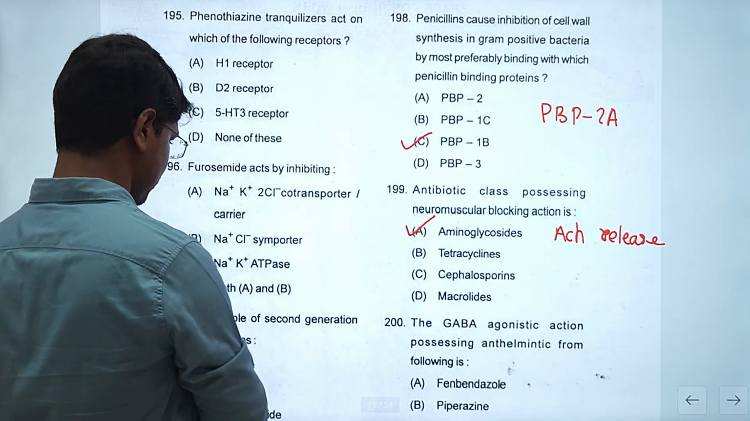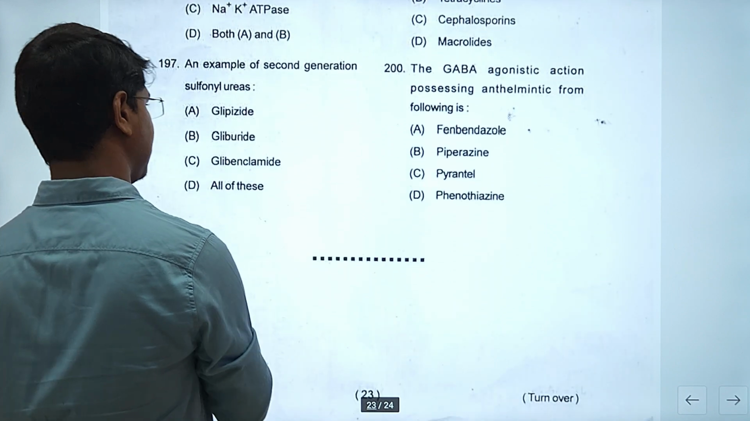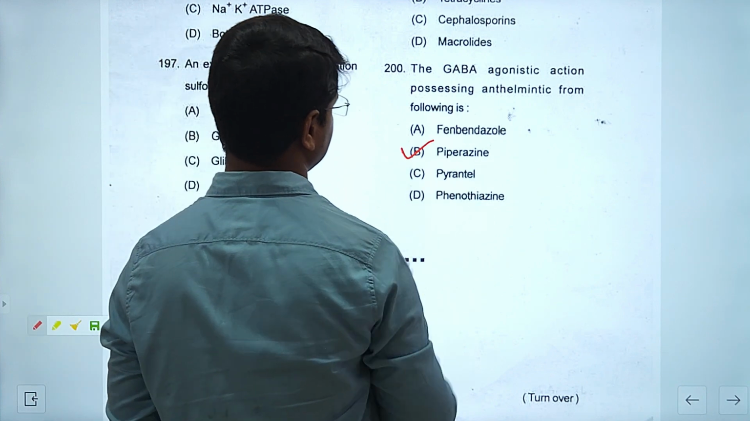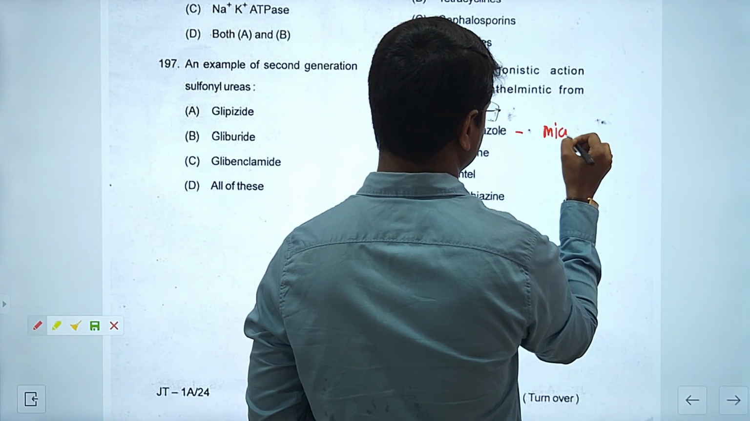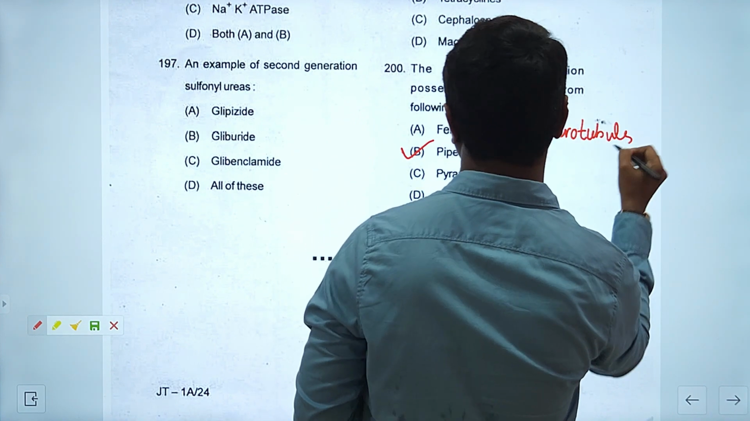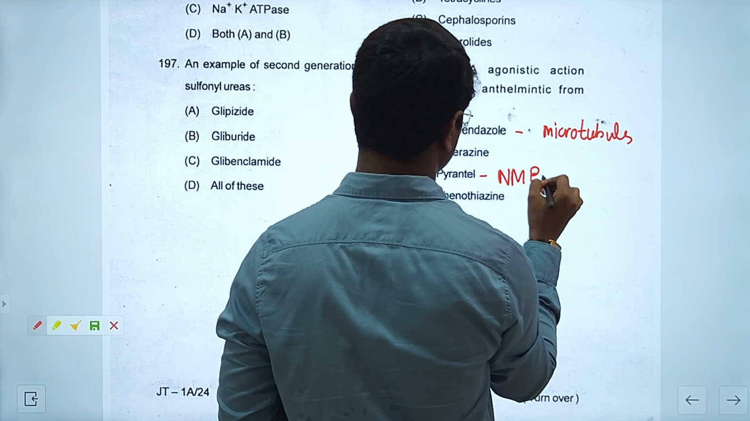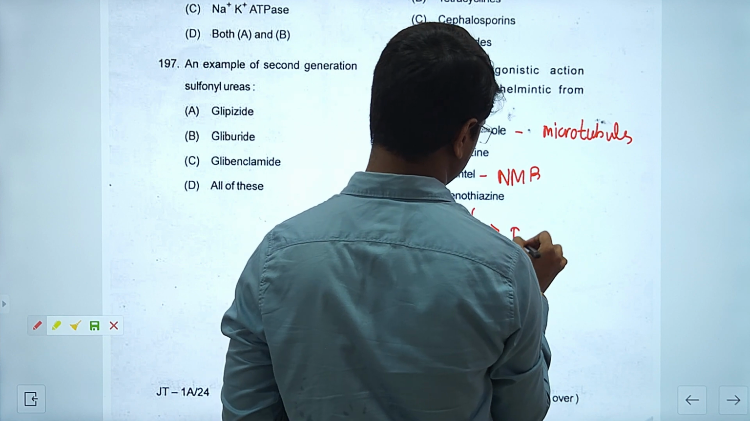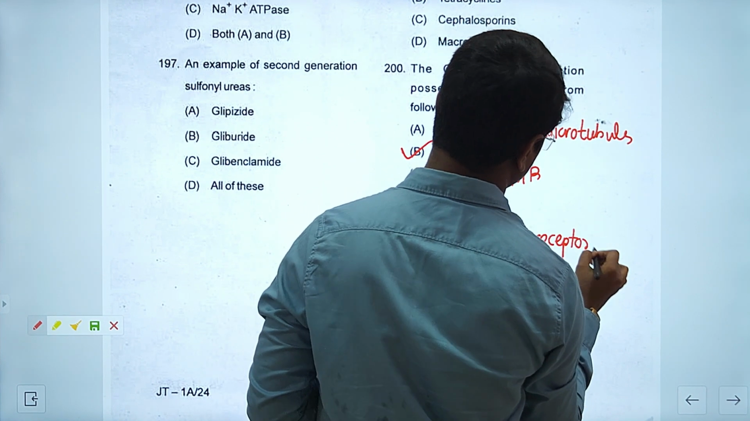Next question, the last question. The GABA agonist action possessing anthelmintic following is piperazine. Answer is piperazine. Fenbendazole inhibits formation of microtubules, which is necessary for cell division. Pyrantel, it is a neuromuscular blocking agent. Phenothiazine, I told you before this particular question was also there. It is dopamine D2 receptor antagonist.